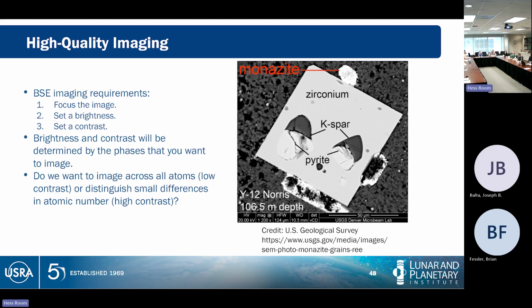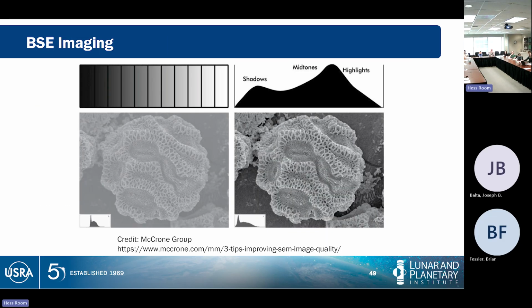Do I want to image the entire periodic table so that I'm seeing all of my phases, but things that are similar atomic number have similar contrast? Or do I want to focus in on a specific range of materials? In this setting here, you can tell the distinction between a rare earth element grain and a zirconium grain. My potassium feldspar and whatever the ground mass is nice and dark. This is a certain set of contrasts.